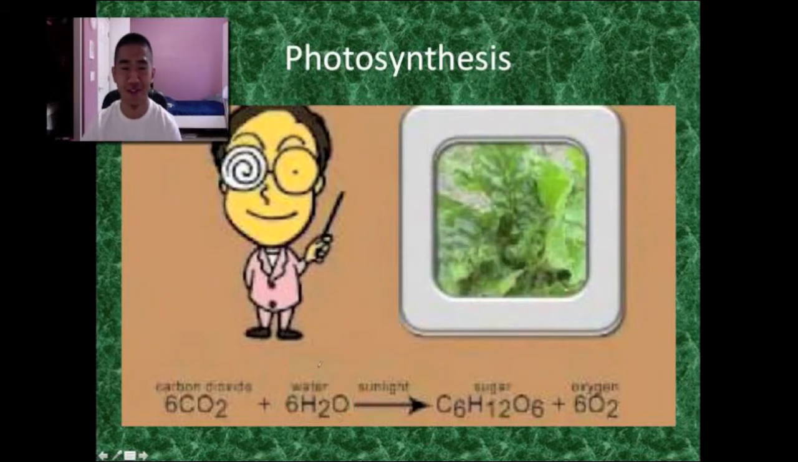This is the photosynthesis equation, and the water right here is broken up and oxygen is released. CO2 is also used to make glucose, along with other molecules in the Calvin cycle.